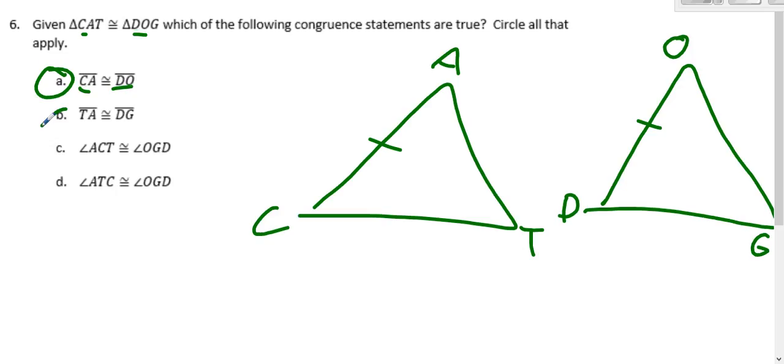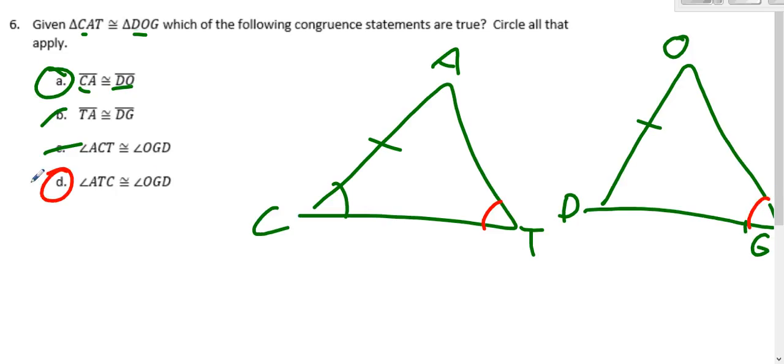ACT, that's this angle over here at angle C. And OGD, that'll be the angle on the right. Those do not match up. Those two do not match up. ATC and OGD. ATC, that's the angle over here on the right. OGD, that's also the angle over here on the right. So that's true.